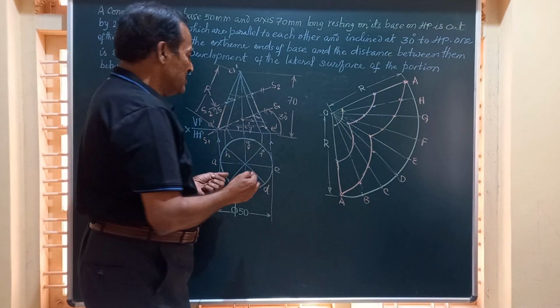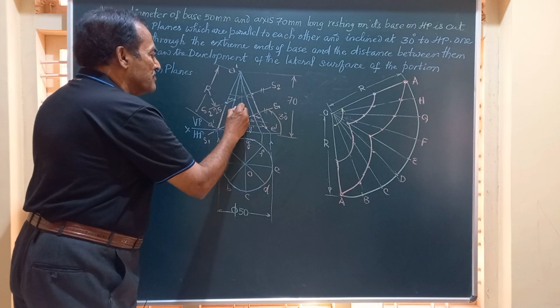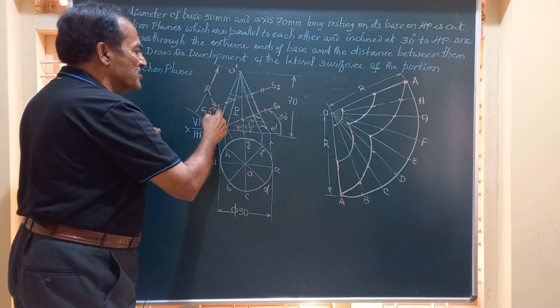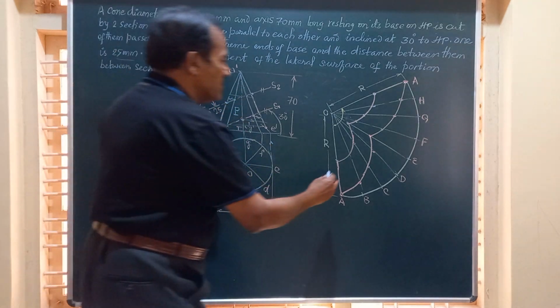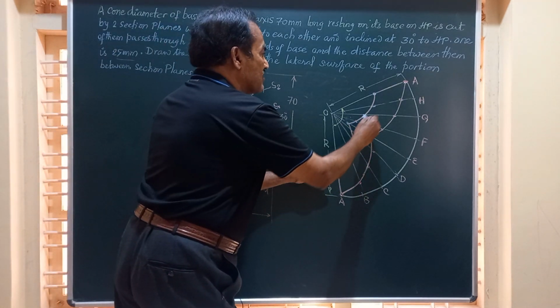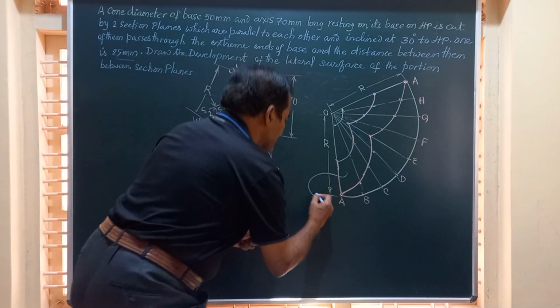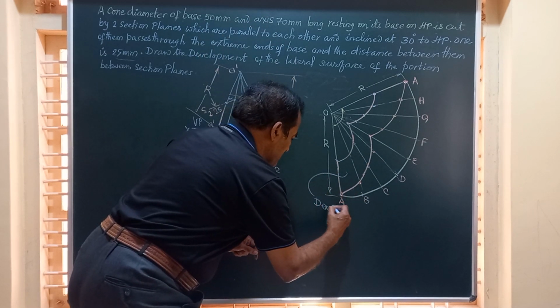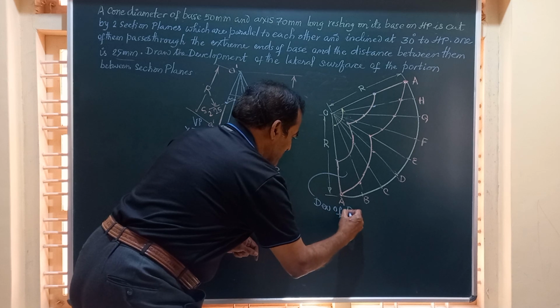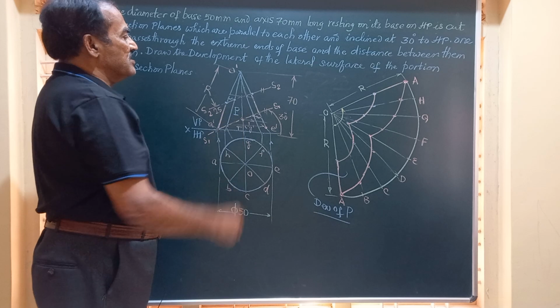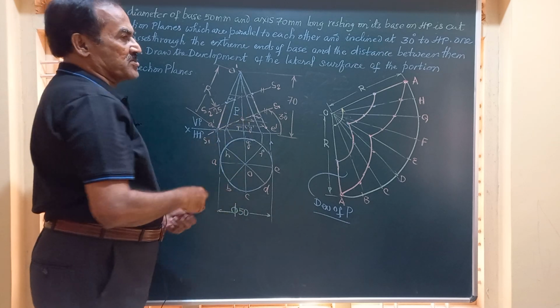Friends, if you call this part between the section planes S1, S1 and S2, S2 as P, this portion, I'll show you the curve. This portion will give you the development of P. This is the lateral surface of the part which is in between section plane S1, S1 and S2, S2.